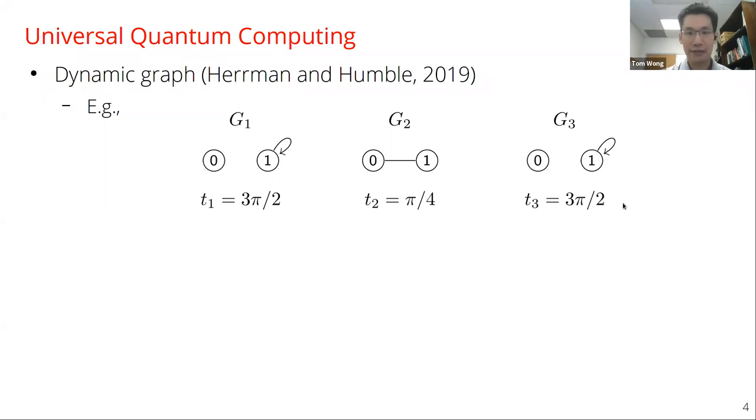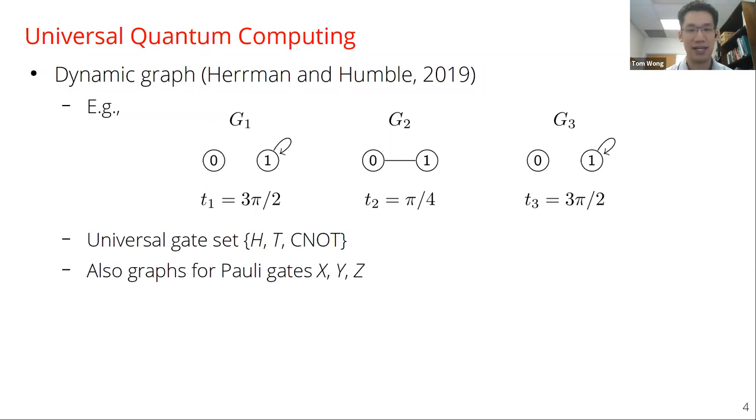What Herman and Humble were able to show is that this can implement the universal set of quantum gates consisting of the Hadamard gate, the T gate, and the CNOT gate. So basically with these three gates, you can simulate any circuit. So this is universal for quantum computing. They also showed how to implement several other gates nicely, such as the Pauli gates, the X, Y, Z gates.